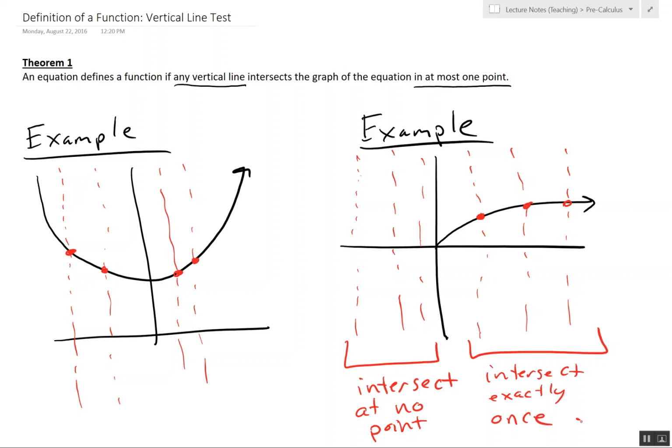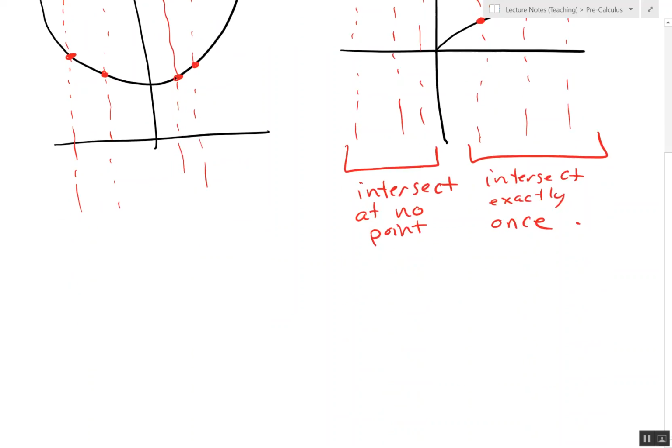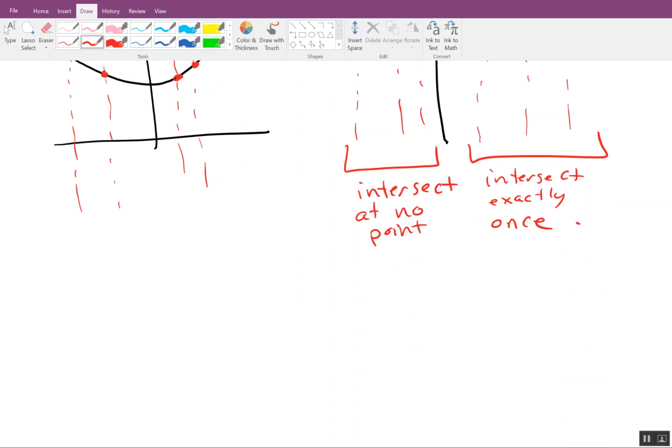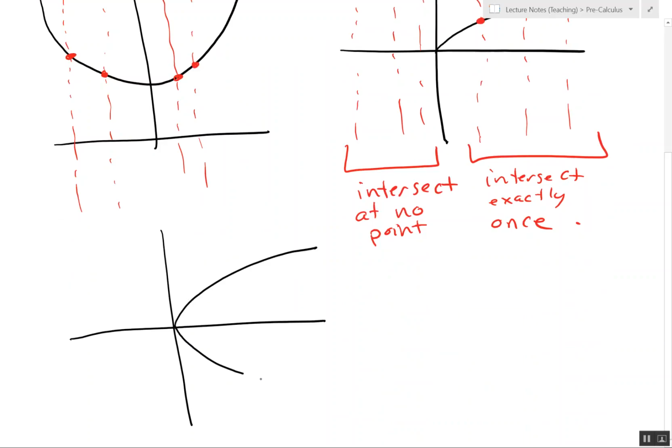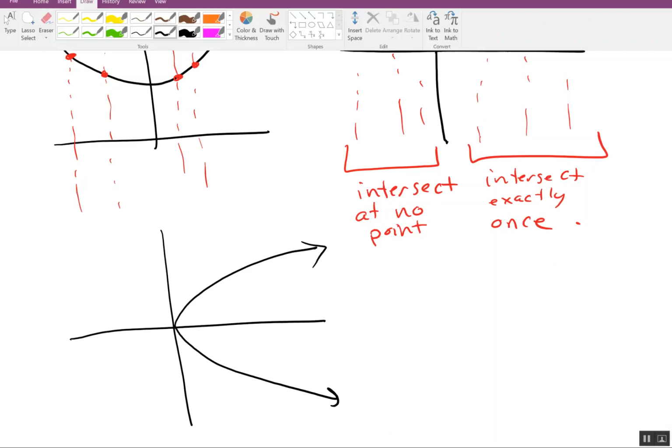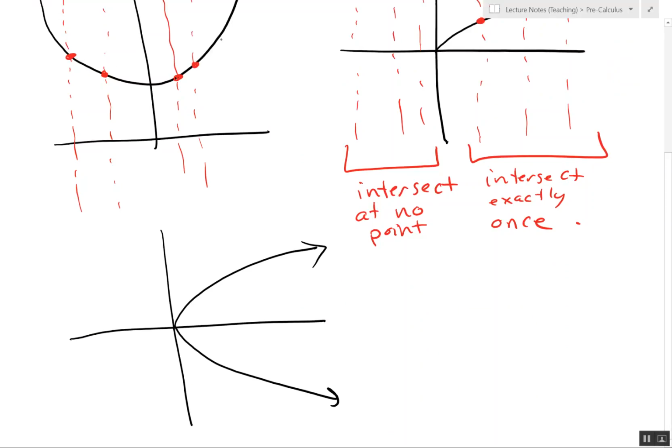So notice that the two components are we can choose any line, and any one of those lines has to intersect 0 times or 1 time. So let's look at a non-example, and a good one that's inspired from the last one. Let's look at a sideways parabola. So there's a good sideways parabola. So this is a non-example.